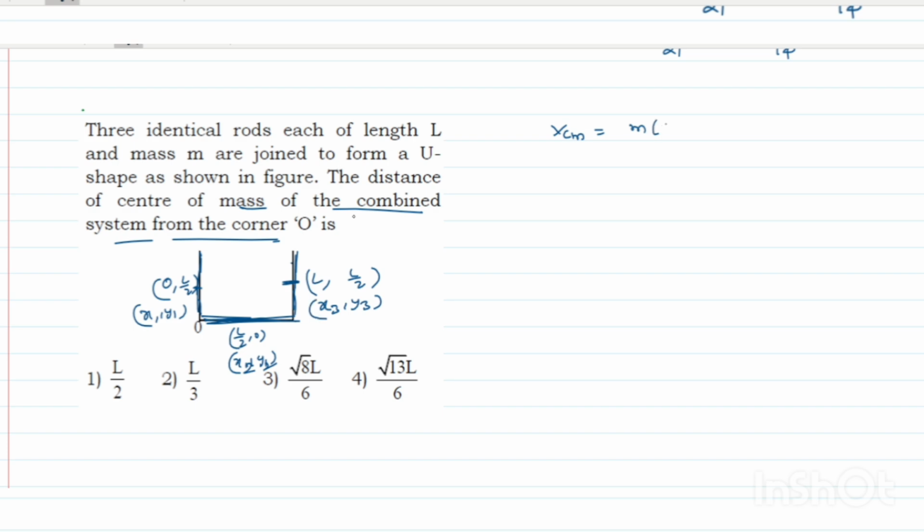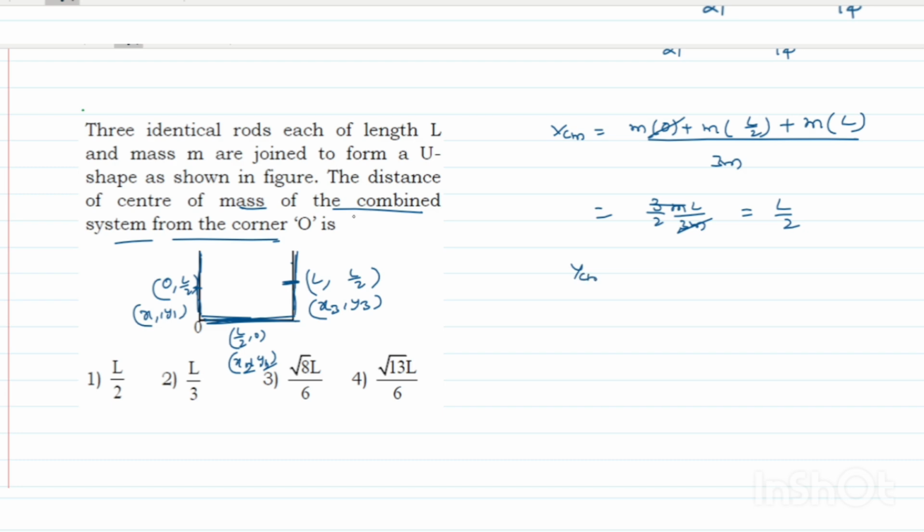So here you can take m into 0 plus m1 x1 plus m2 x2 plus m3 x3, divided by m1 plus m2 plus m3, which is nothing but 3m. This will get cancelled, and we will be getting 3 by 2 ml by 3m. So 3m gets cancelled, and we will be getting L by 2.